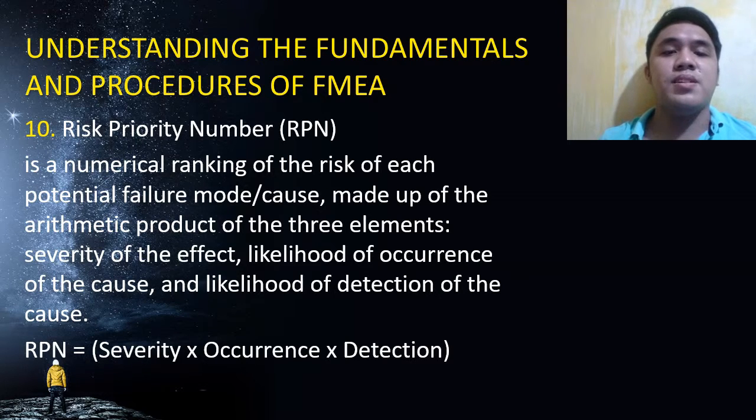Number 10 is the risk priority number, or RPN. It is a number ranking of the risk of each potential failure mode or cause, made up of the arithmetic product of the three elements: severity of the effect, likelihood of occurrence of the cause, and likelihood of detection of the cause. So the formula for RPN is equal to severity multiplied by occurrence multiplied by detection.